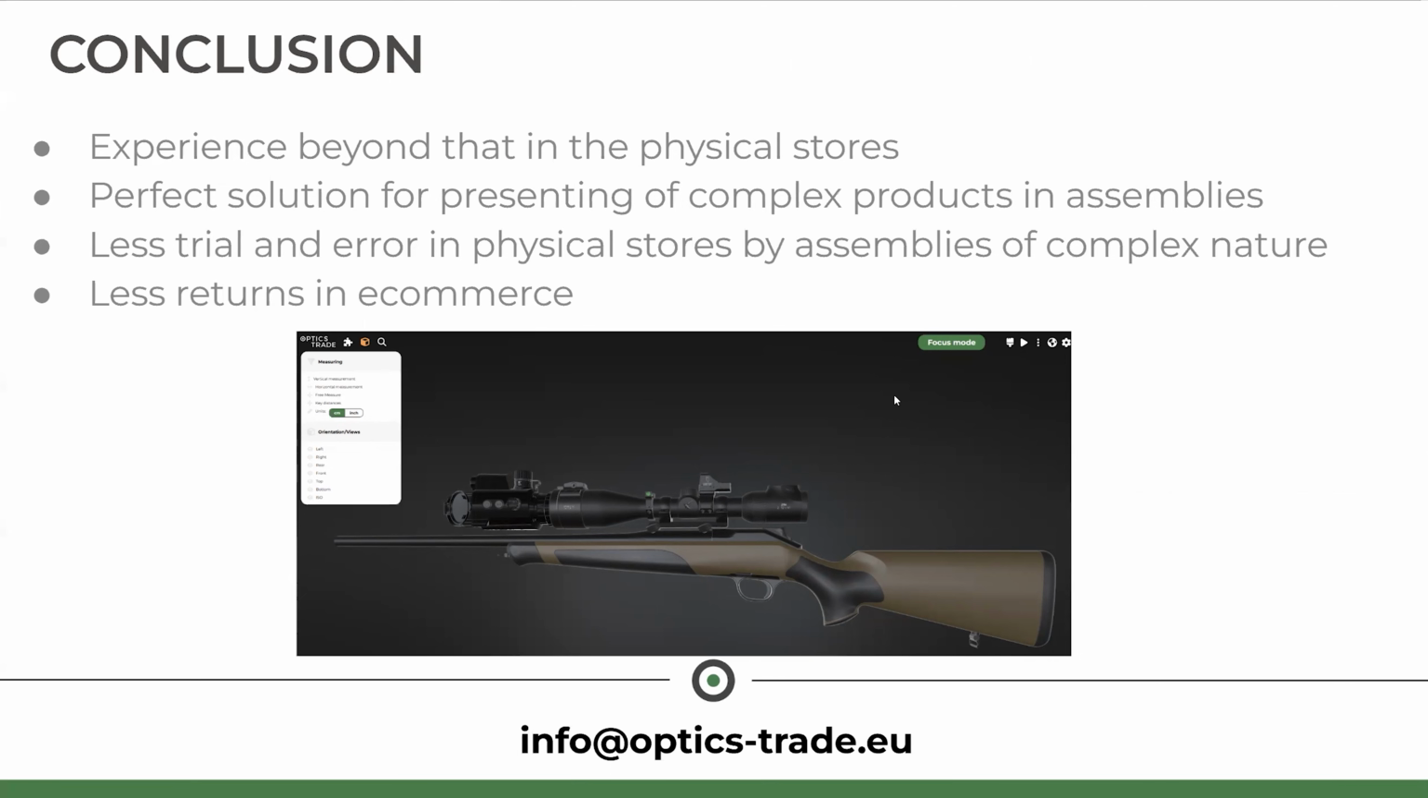We also think it's a perfect solution for really complex assemblies. When you have 20 different products in an assembly, from optics, accessories, and so on, our system really helps you a lot in visualizing how this will look. We also think that this tool will solve a lot of problems with trial and error in physical stores, where you need to assemble everything together and then you notice that the scope is too low.